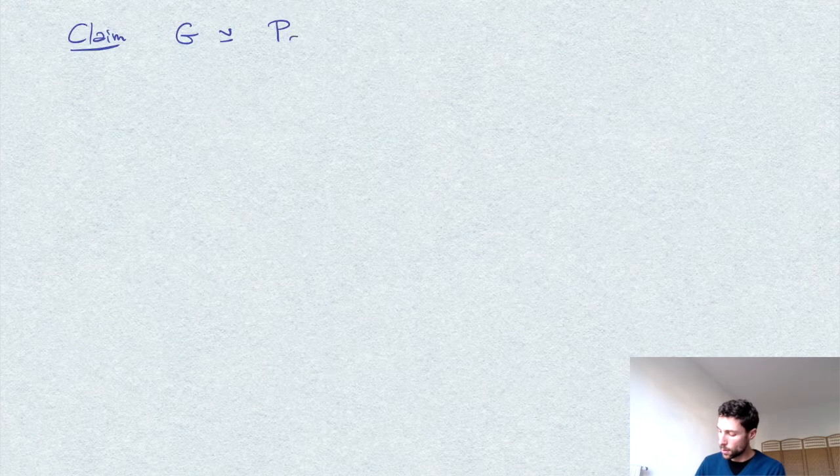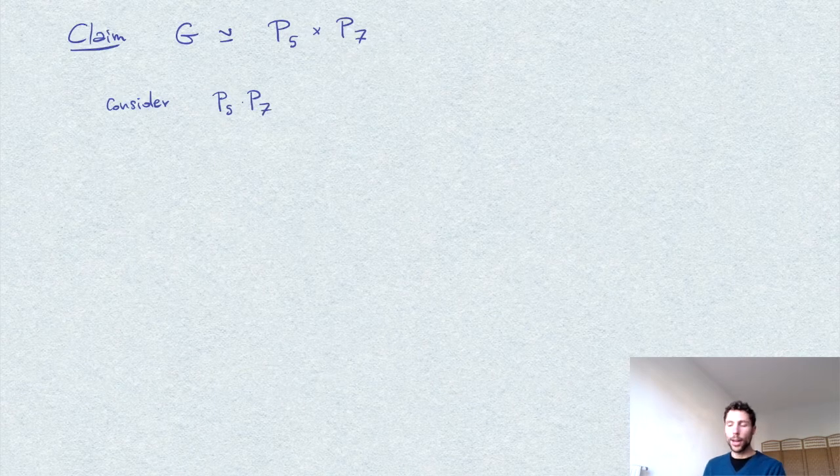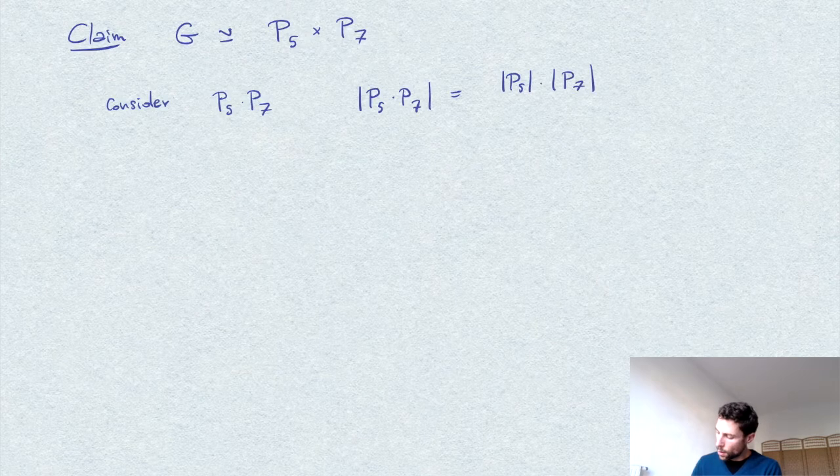Okay, so I claim then that in this case G must be isomorphic to the product of these two unique subgroups. So let's prove this claim in this way. Let's consider the product as the group generated by P5 and P7, the group of all products. So its cardinality, of course, is equal to the product of cardinalities, divided by the order of the intersection.